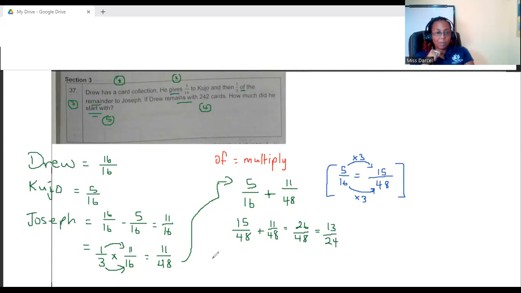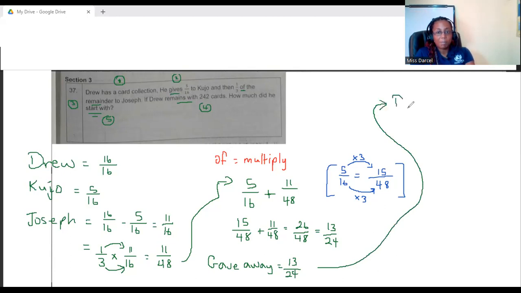Right? So he gave away 13/24. So we've only gotten up to the first 3 parts of the question. We haven't even gotten to the 4th part. So let's keep going. I'm going to put that over here. So next part now, let's come at the top here.